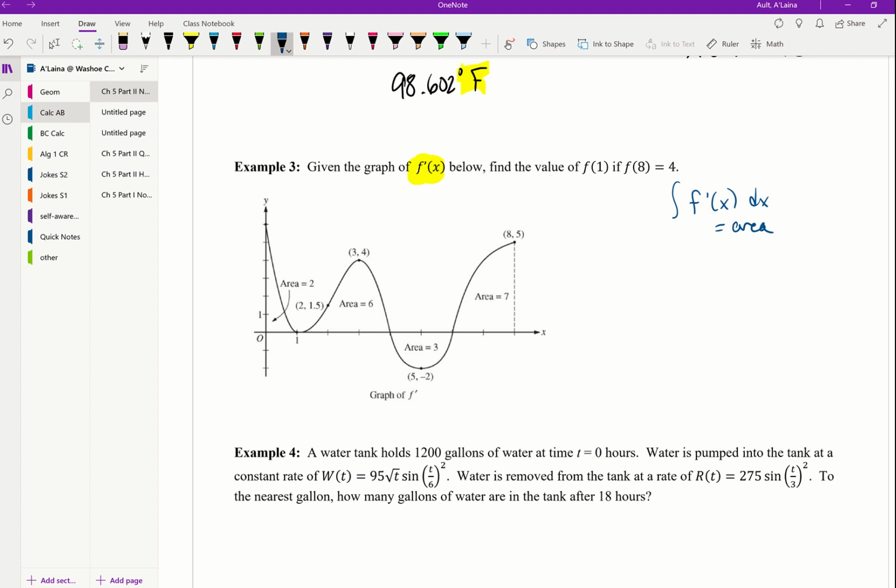So what we know is that the amount of area accumulated when x is 8 is a total of 4. Now that's kind of interesting if you take a look at this a little bit, because if I look at the area I already have, this area here is positive 2.